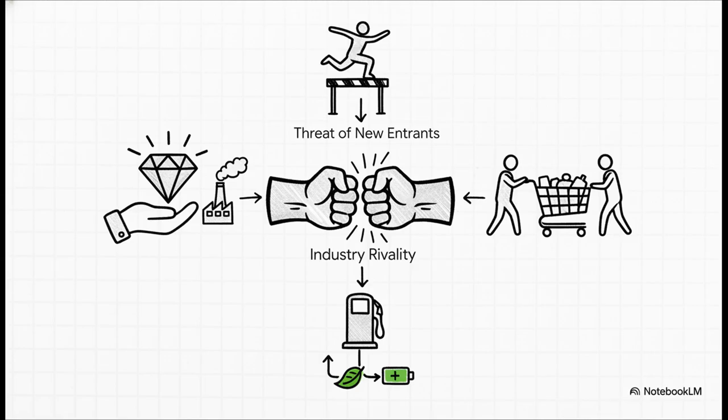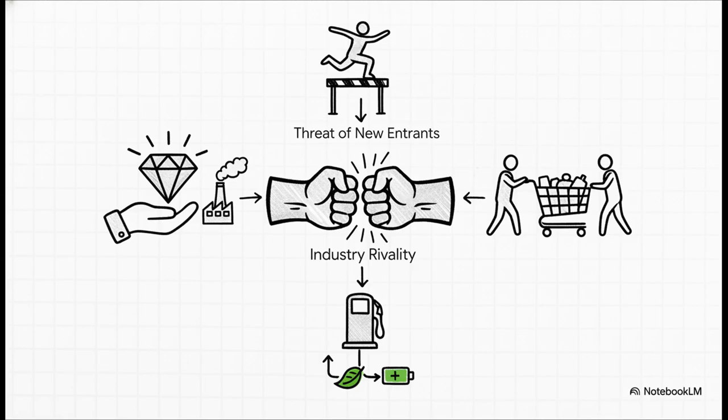Third is the bargaining power of buyers. Think of giant retailers like Walmart. They buy in such massive volumes, they can literally dictate lower prices to manufacturers. Fourth is the threat of substitutes. This happens when customers can just switch to alternative solutions if your prices get too high, like shifting from traditional fossil fuels to solar power.